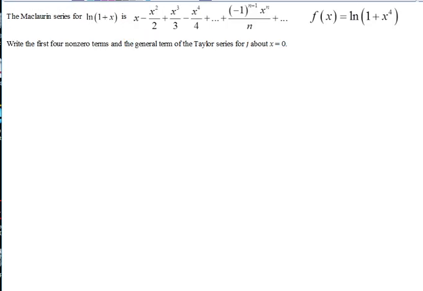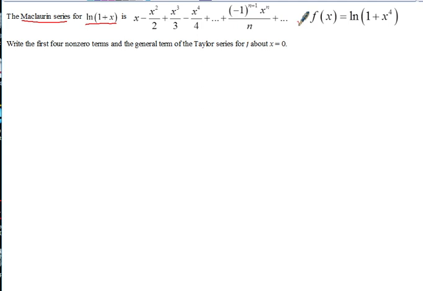So sometimes they may not use one of those four that you expect to memorize, and instead they'll give you one which they don't expect you to memorize, but they'll tell you what it is. Sometimes they'll write in summation notation. Sometimes they say the Maclaurin series for natural log of 1 plus x is x minus x squared over 2 plus x cubed over 3 minus x to the fourth over 4 plus, and they give you the general term right here.